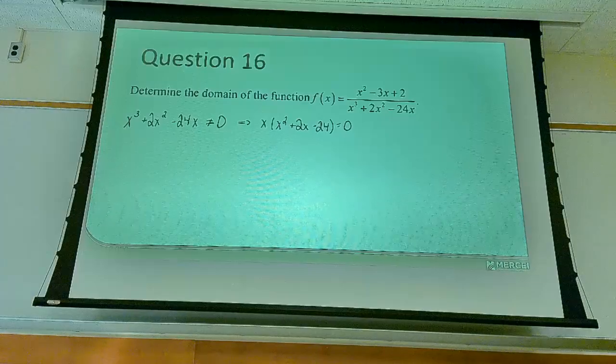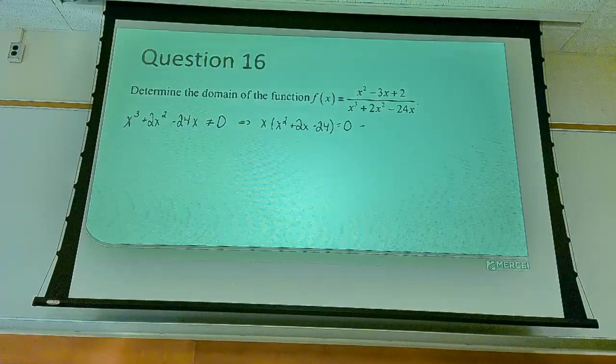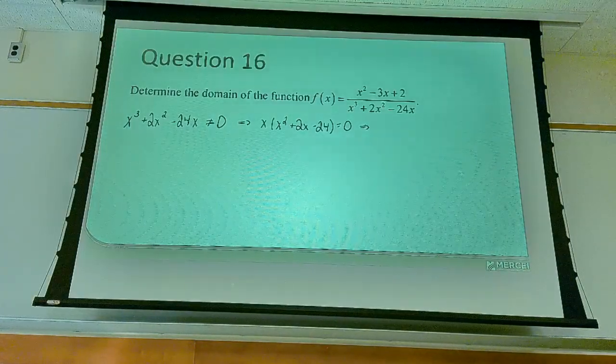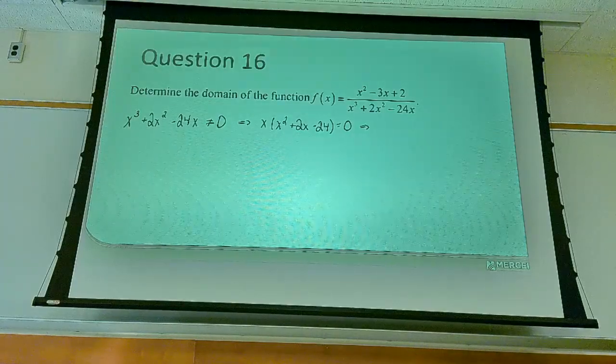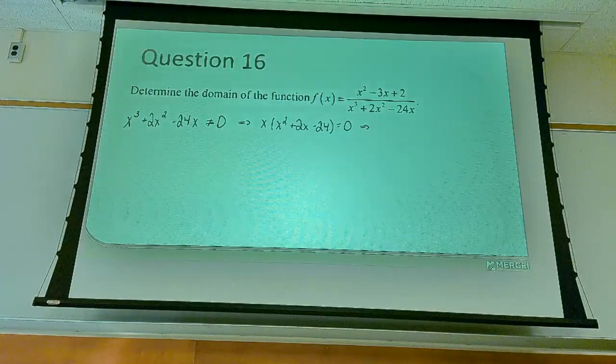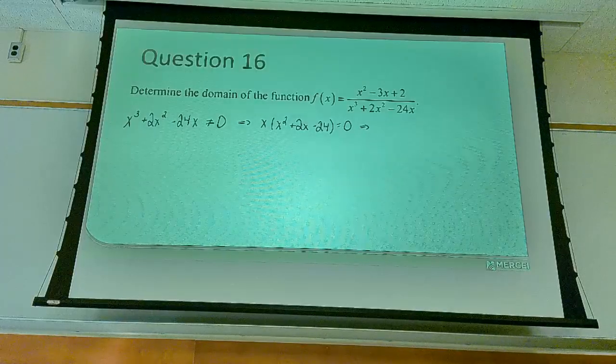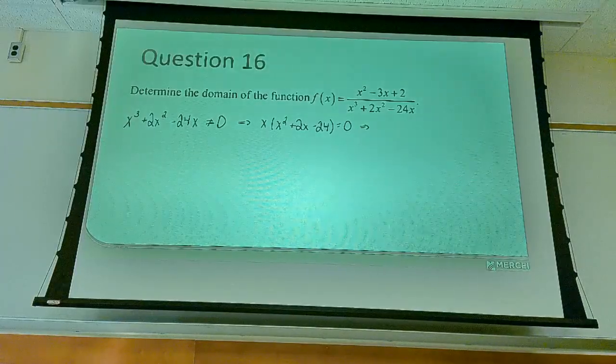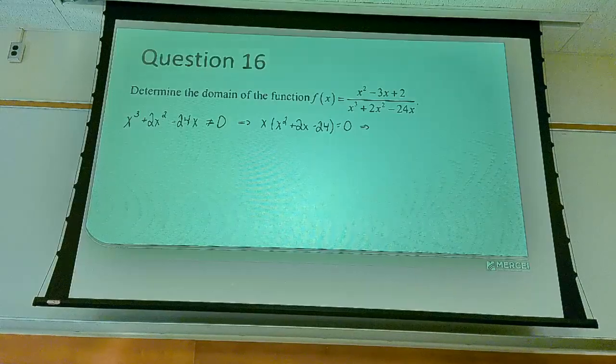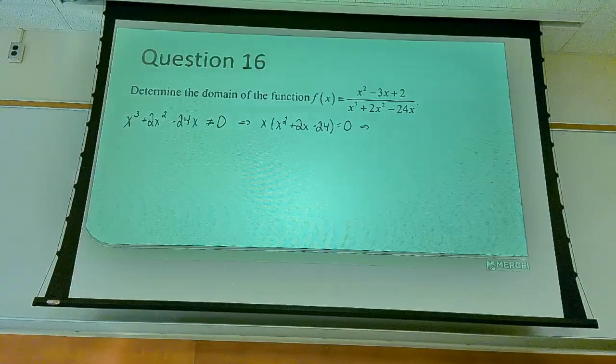X squared plus 2x minus 24 is now a quadratic expression. You spent a lot of time in algebra working with quadratic expressions and quadratic equations. So you should know how to factor that. I think Common Core calls it trial and error. The method, I don't like that.